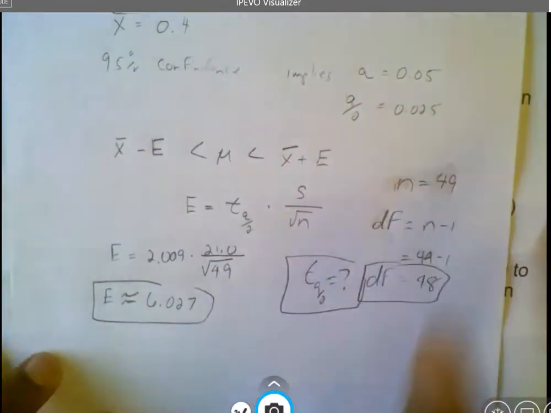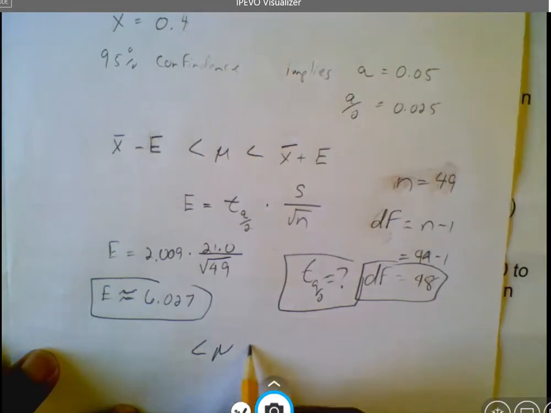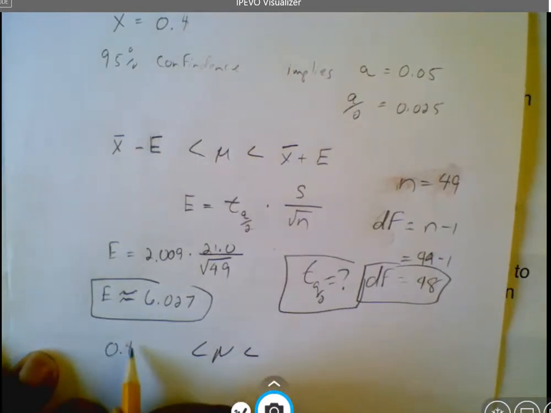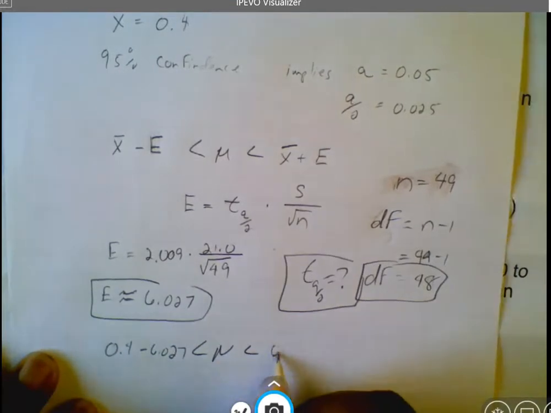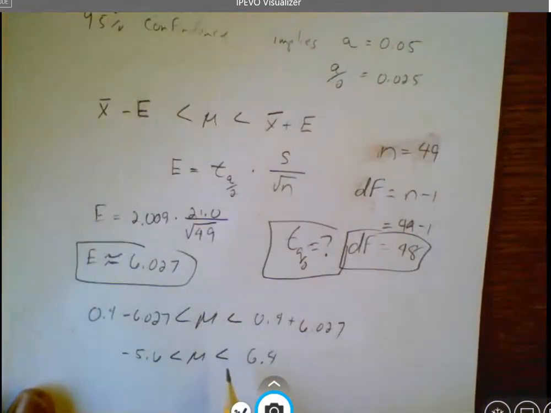So now we construct our confidence interval because we know x bar and we know our margin of error. So our confidence interval should be mu in between x bar, which was 0.4, take away 6.027, and 0.4 plus 6.027. So that means our population mean should be between negative 5.6 and 6.4.